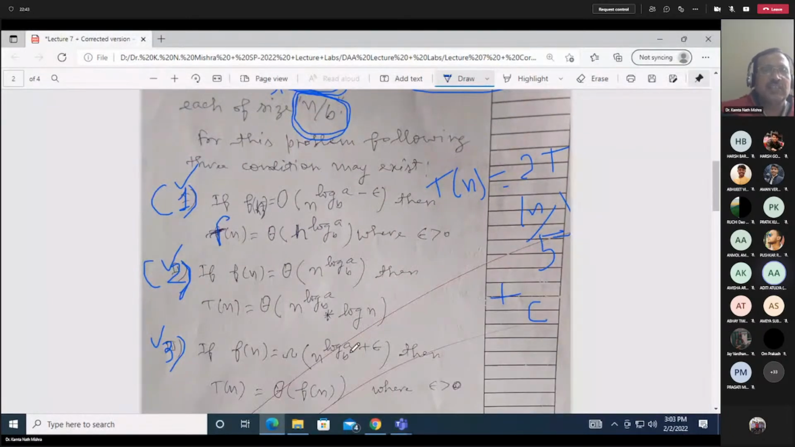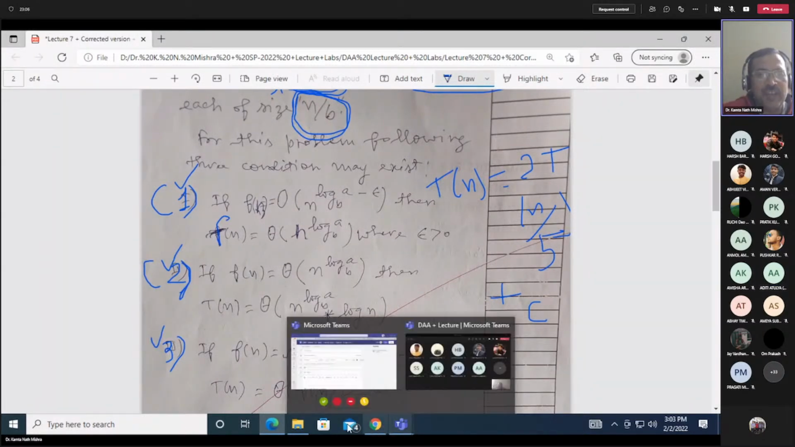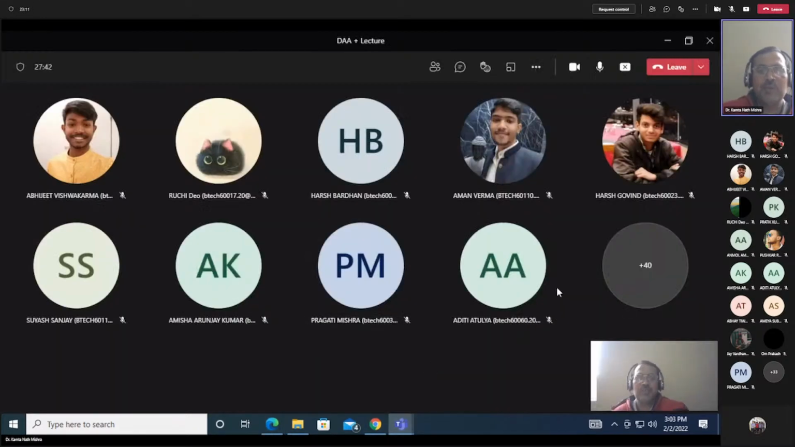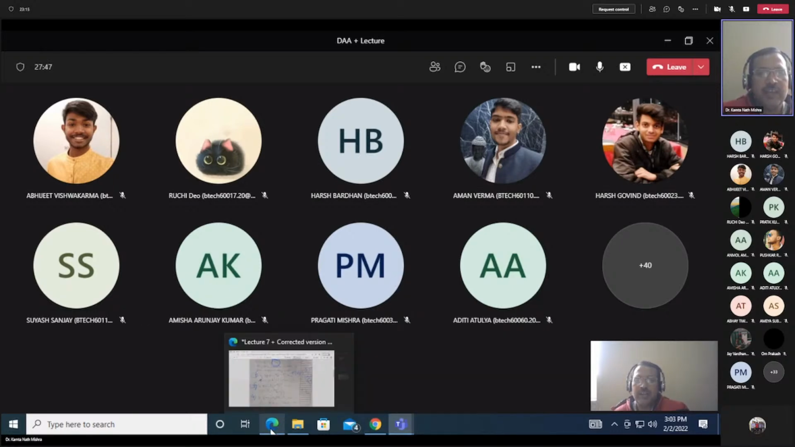So if fn is equal to theta of n to the power log a base b, then the order of Tn is equal to theta of n power log a base b into log n. Someone else please read it. Yes, Sanjay, you read it.